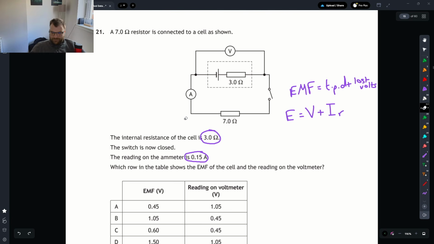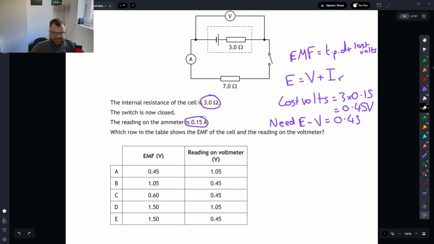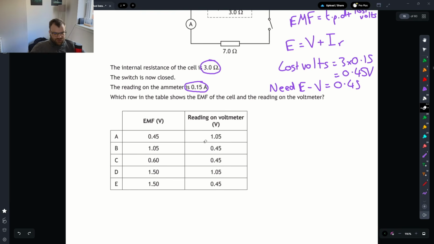For that, we are asked to do two things. So one of the things I would probably want to do first is work out the lost volts due to the internal resistance, which would be the current, which is 0.15, times the internal resistance, which is 3. That will give us 0.45 volts has been lost. So what that means to me then is that the EMF, take away the voltage, would have to equal 0.45. That is not the case in A. There's not a difference of 0.45. Second one, nope. Third one, no. E doesn't have that. That means D would be the answer I'd pick for that one.